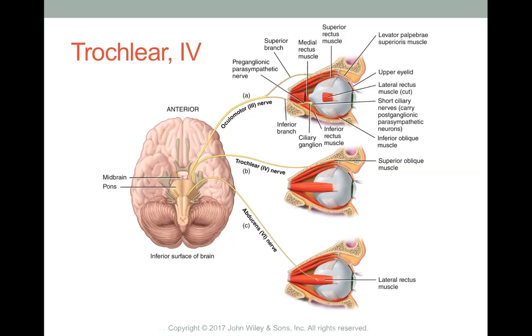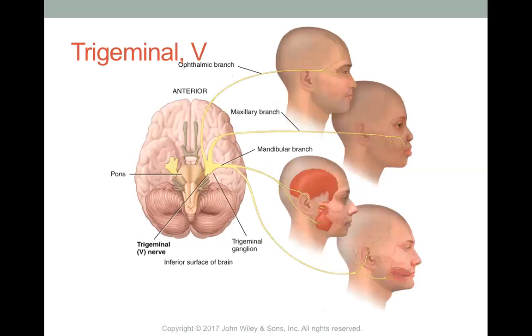So remember motor here. And then the trigeminal nerve. The trigeminal nerve, or cranial nerve 5, is going to be a mixed sensory and motor nerve. It has several branches here. The ophthalmic branch, the maxillary branch, and the mandibular branch. So as you can see, each of these branches will help to supply those areas that the name implies.